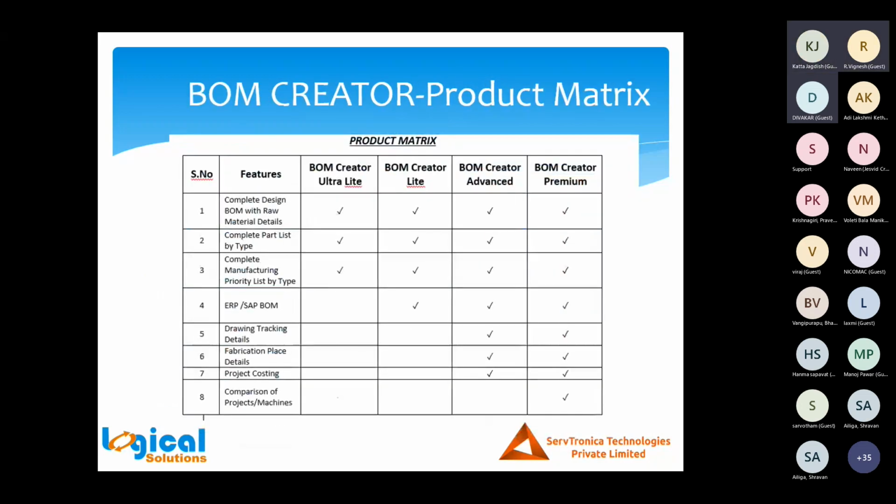So that's the product matrix: Ultralight, Light, Advanced, and Premium. Ultralight is the basic version, which covers your raw material details, segregated reports, and the lead time items list report. Light gives you the provision for ERP or SAP integration. Advanced helps you with the tracking of drawings and project costing, and Premium gives you provision for the comparison and project management, shrinkage allowance and the material control.